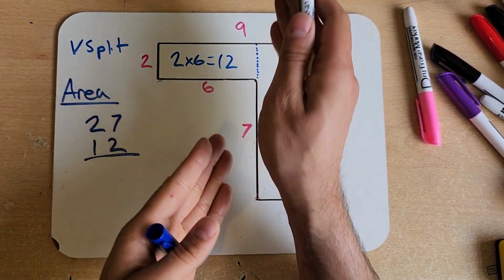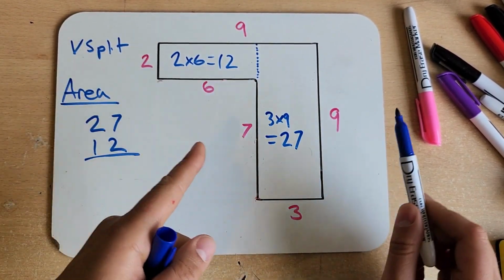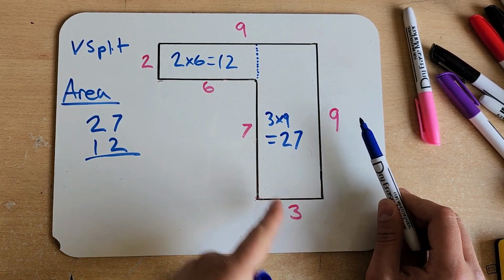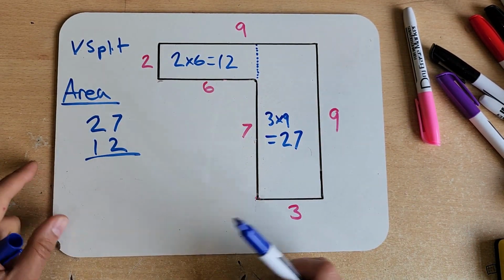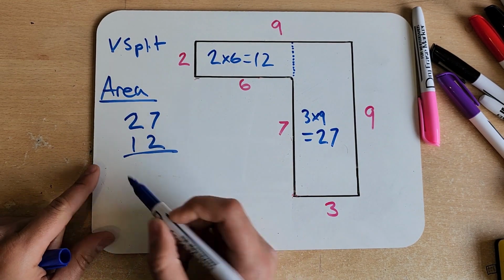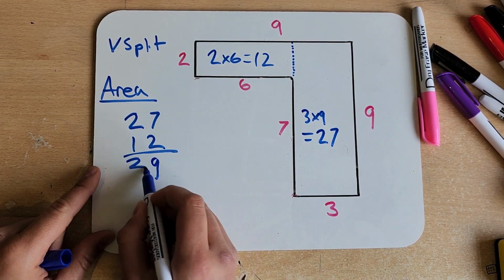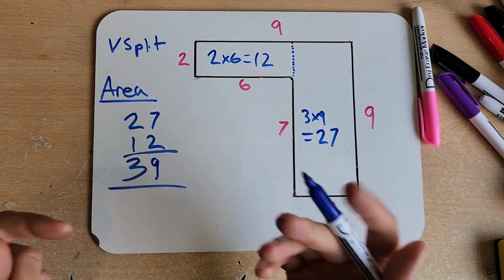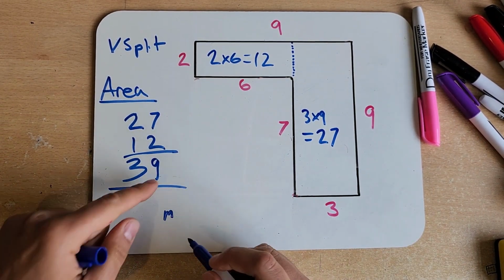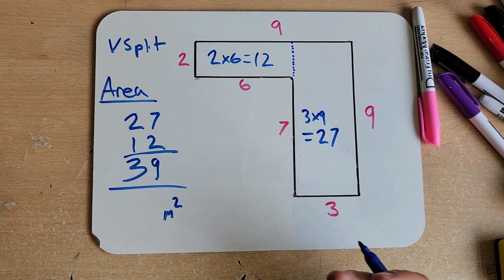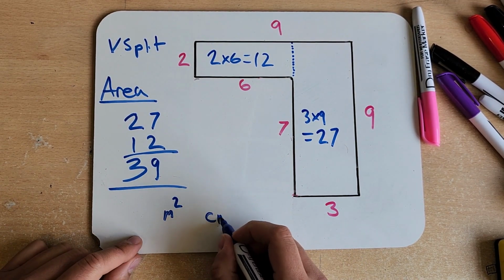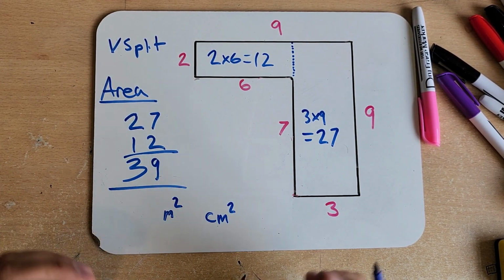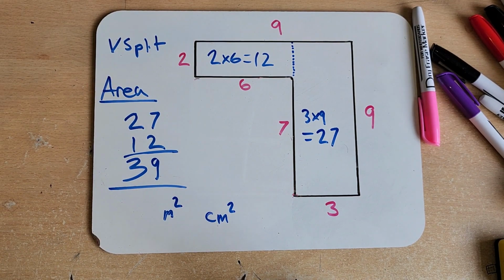So let's have a look at the V split here. That gives us a split here. 2 and 6, and over here 3 and 9, so we've got 12 and 27. Add these together, lo and behold, what do we get? 39 again. Fantastic. And remember guys, if this was meters, our answer would be meters squared because it's area. If it was centimeters, it would be centimeters squared because we're looking at area.